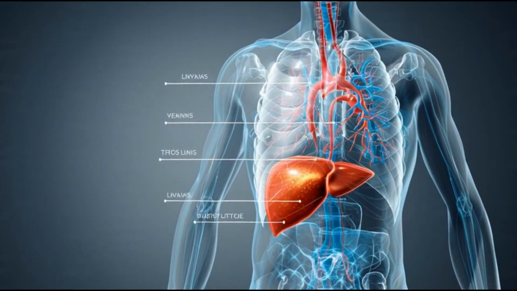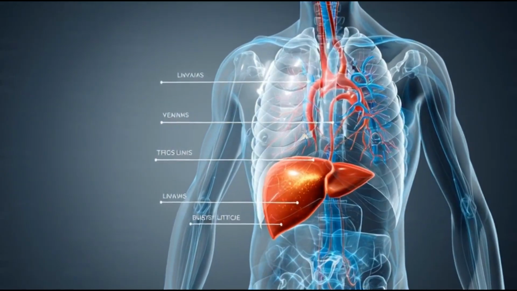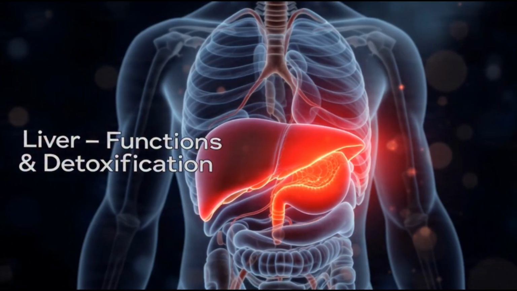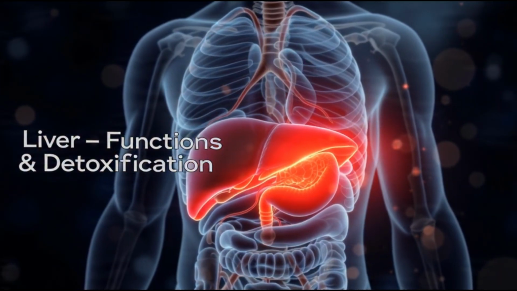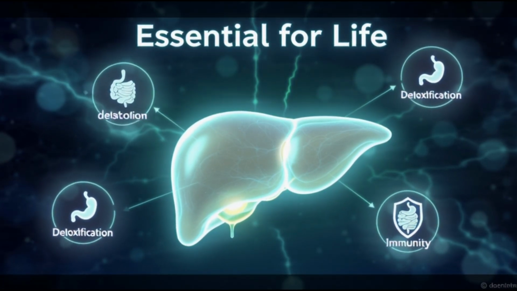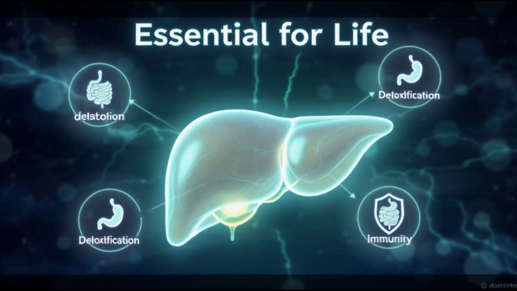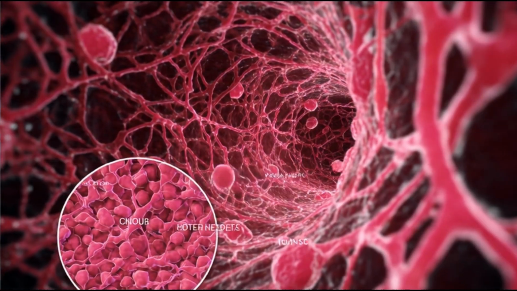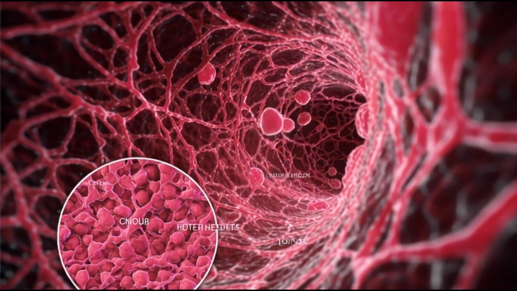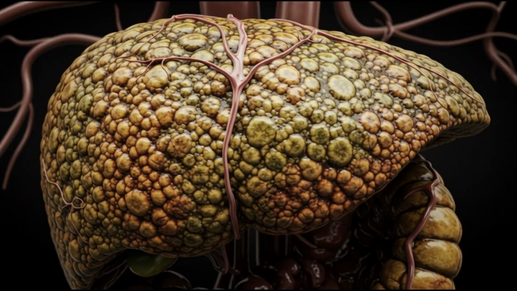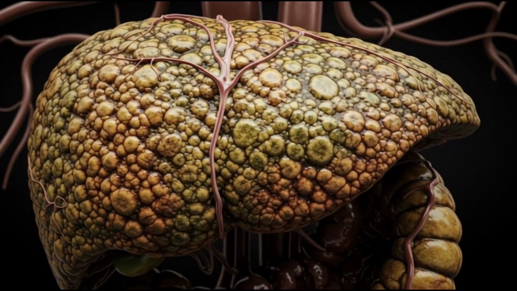The liver is the largest internal organ and one of the most vital organs in the human body. It plays a central role in metabolism, digestion, detoxification, and immunity. Every day, the liver processes nutrients, neutralizes toxins, and maintains internal balance. Without a healthy liver, survival is impossible.